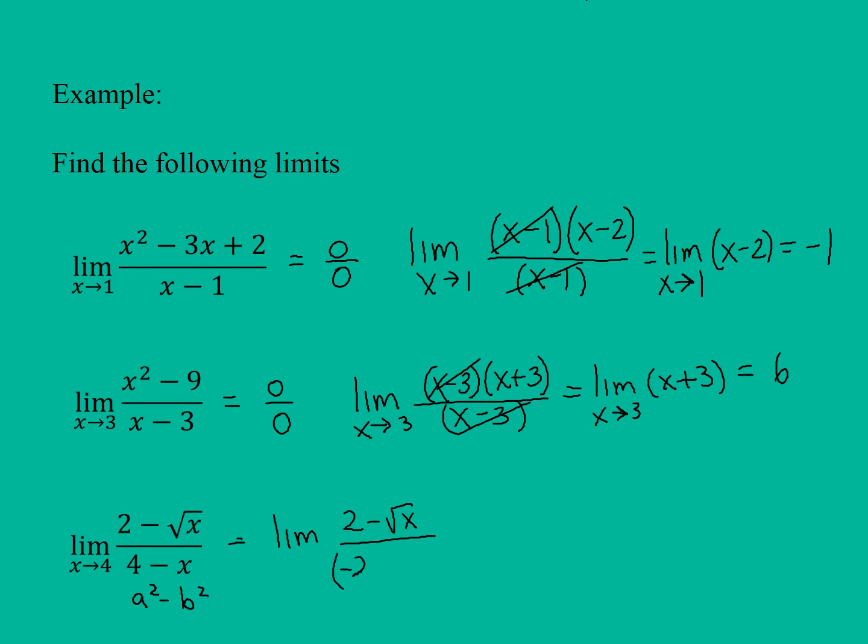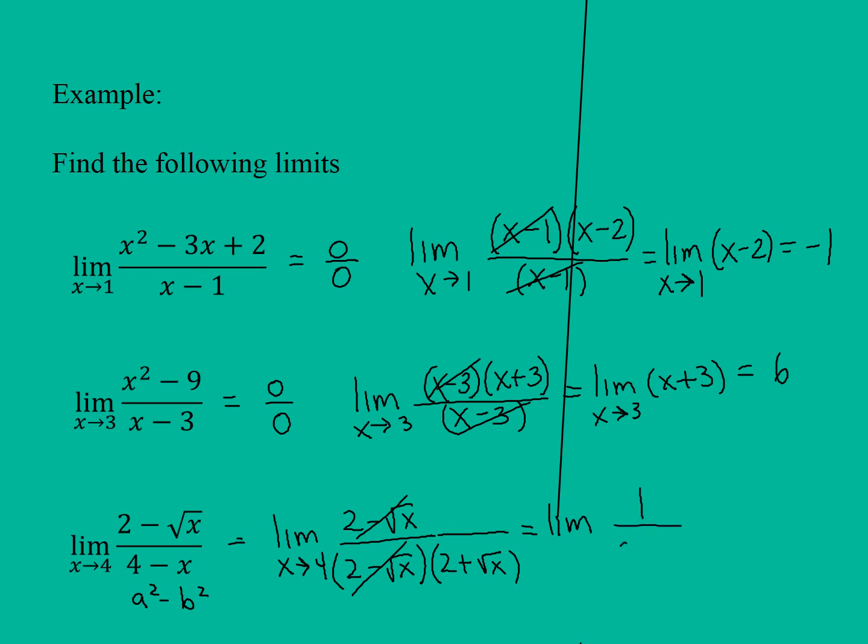Now, remember, if I have a squared minus b squared, I can factor it into (a minus b) times (a plus b). I just take the square root of each term. So I could factor this into 2 minus the square root of x times 2 plus the square root of x. And you can verify that that's factored correctly.